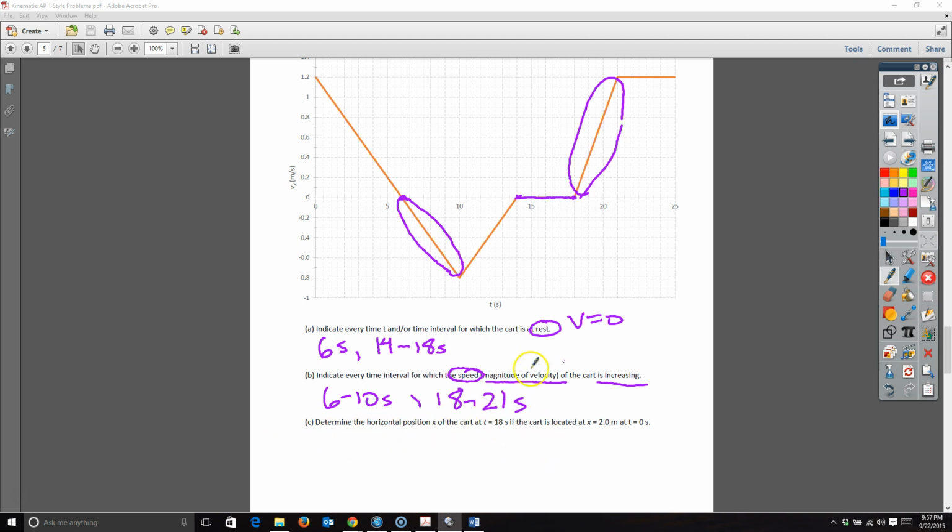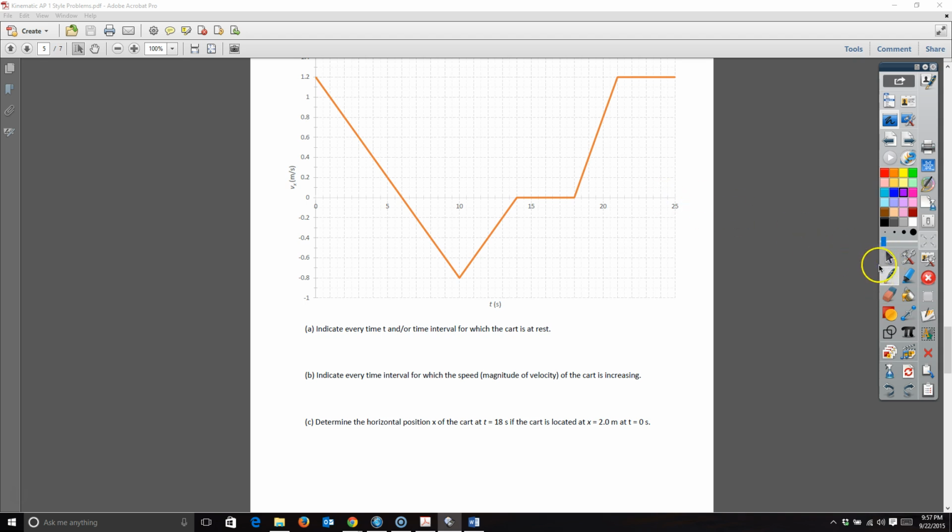For letter C, it says determine the horizontal position of the cart at 18 seconds, if the cart is located at 2 meters at 0 seconds. So let's get rid of some things here. We need to first recognize that right here, the cart is at x equal to 2 meters, and it's moving at that speed of 1.2 meters per second. Let's break this up into a couple of different areas.